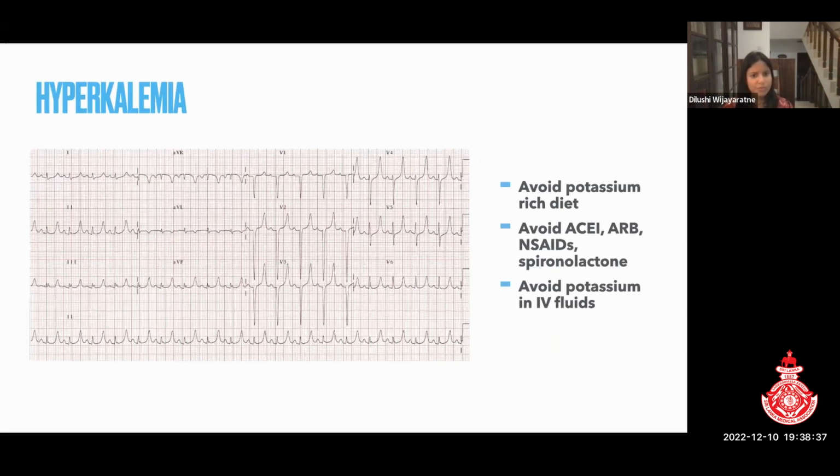So what should we do in patients who are either prone to develop hyperkalemia or already have hyperkalemia? They should avoid a potassium-rich diet. They should avoid ACE inhibitors, ARBs, NSAIDs, or spironolactone, any drug that can make the potassium go up. So it's important to go to the drug chart and stop all of that and avoid potassium in IV fluids, right?